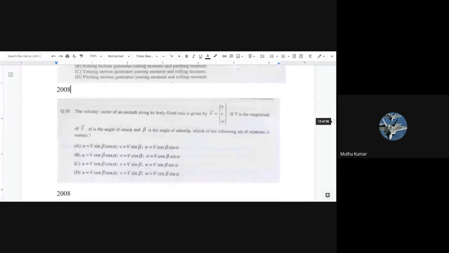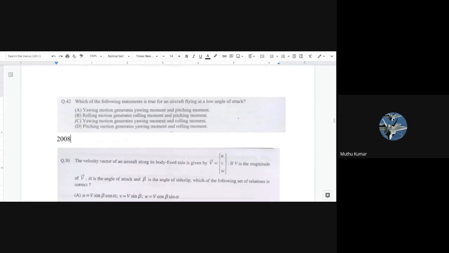Okay, but when you come to stability, it's not formula based, it's the understanding of the aircraft motion. Okay, so let me read it. Which of the following statements is true for a low angle of attack? Okay, all of this is just words to distract you. So can you answer it right now? Yawing motion generates yawing moment and pitching moment. Rolling motion generates blah blah. Yawing motion generates, pitching motion generates. We know three motions, pitching, rolling and yawing. You should know which two are coupled and which one is decoupled.